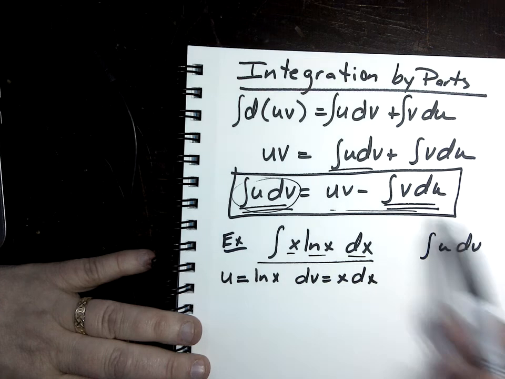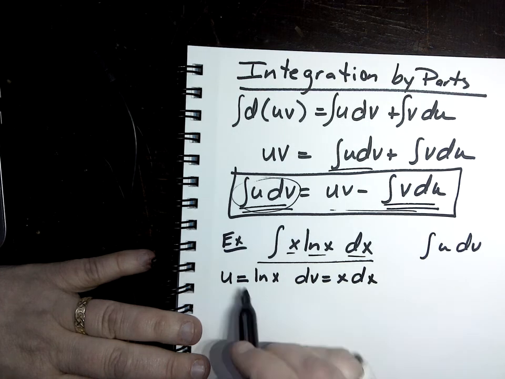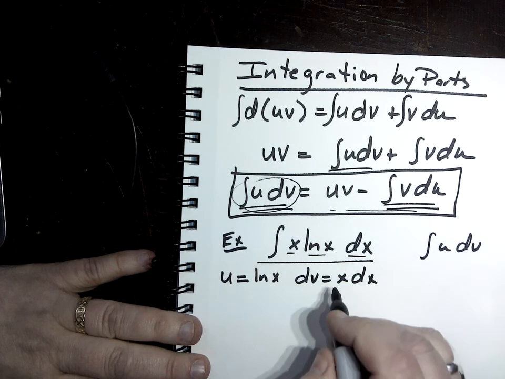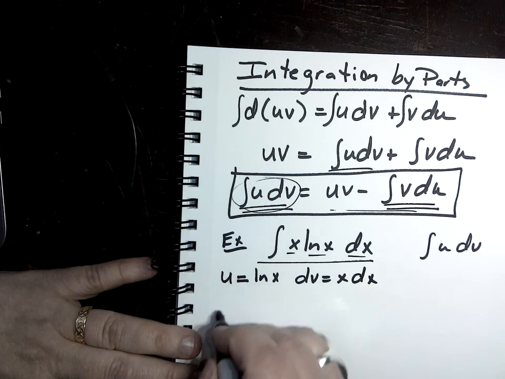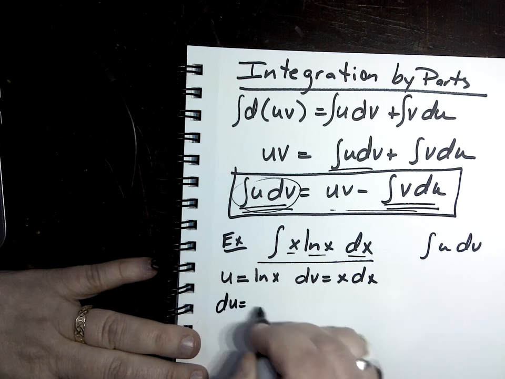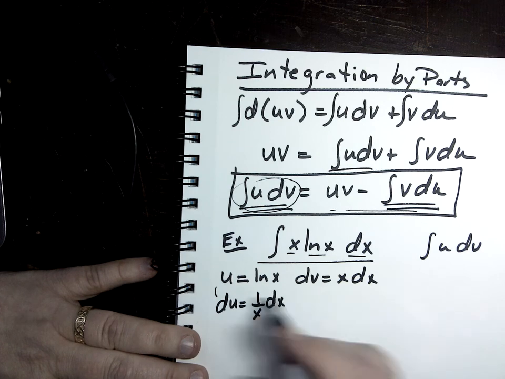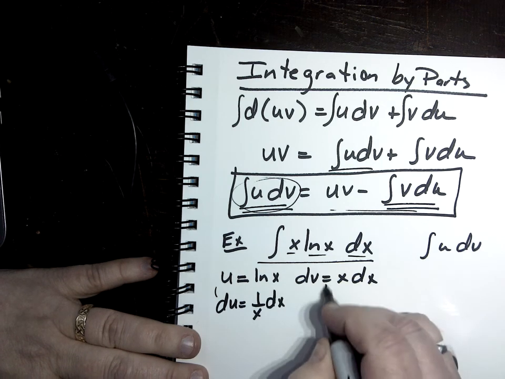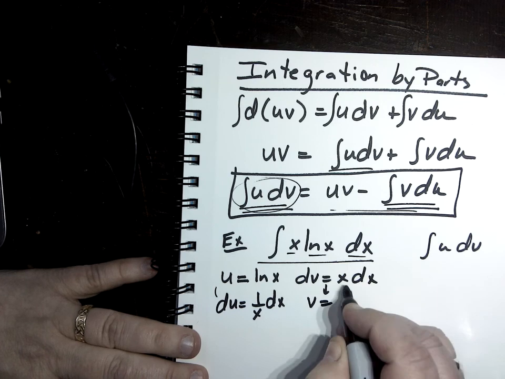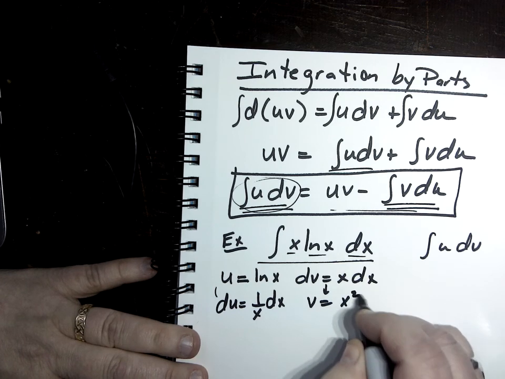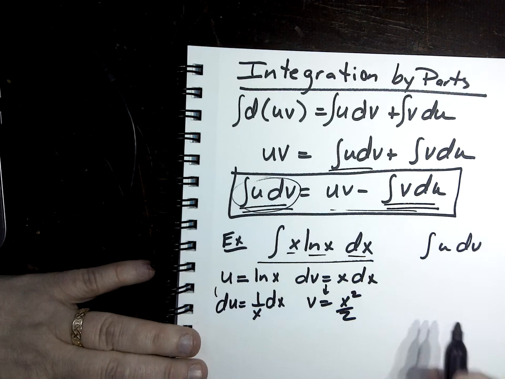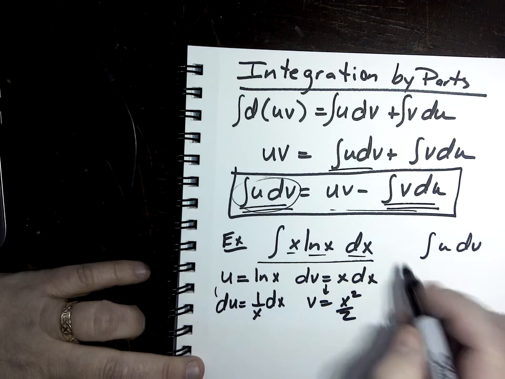Now to rewrite it using my formula, I have to take the derivative of the u and integrate the dv. So du becomes 1 over x dx. So I took the derivative here. I integrate this one, so that I get v equals, well, the integral of x is x squared over 2. So, I have no space. Let's use my formula.